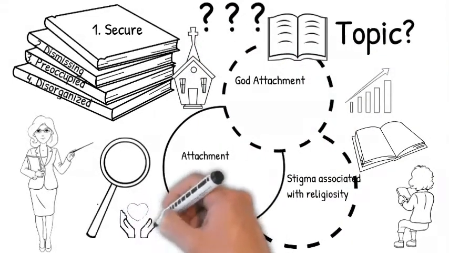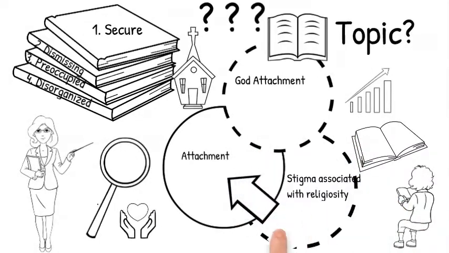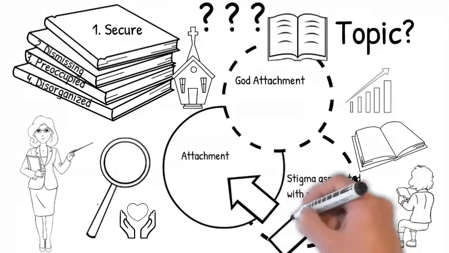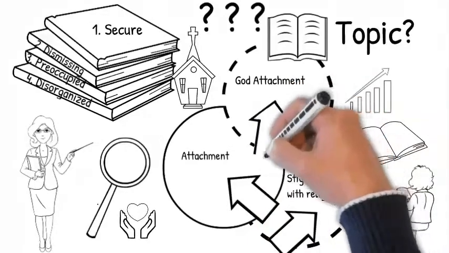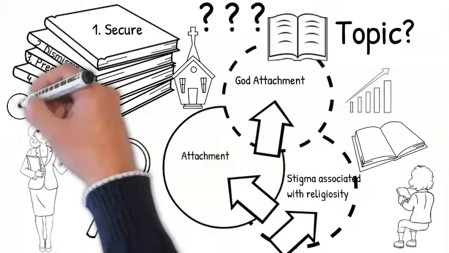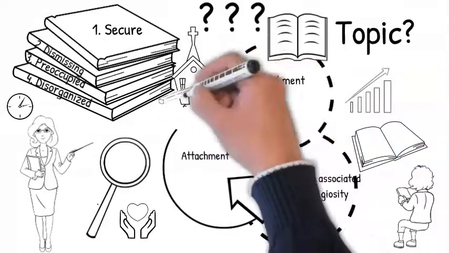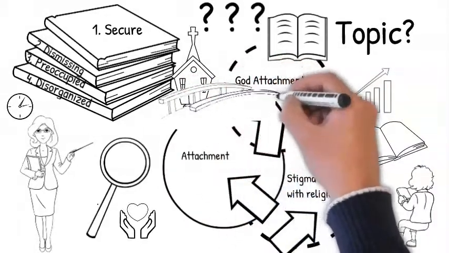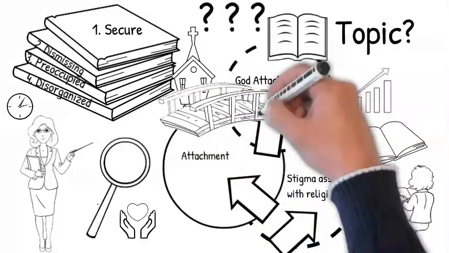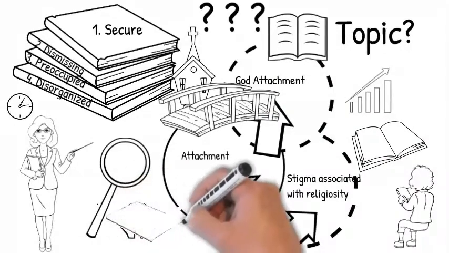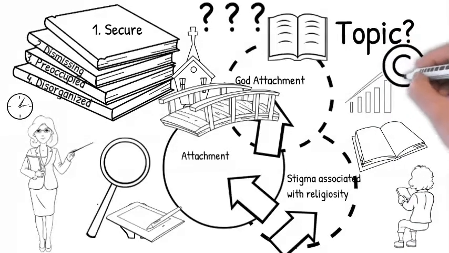So in her primary circle was the subject of attachment. And then in another overlapping circle was religiosity. And another overlapping circle included God attachment. Now that she had her topic in mind, she went through the research and found a gap, an area where more information was needed that she could address in her study. And her next step was to find a research instrument. She wanted to find an instrument that was psychometrically sound, valid and reliable, and quantitative to measure attachment.